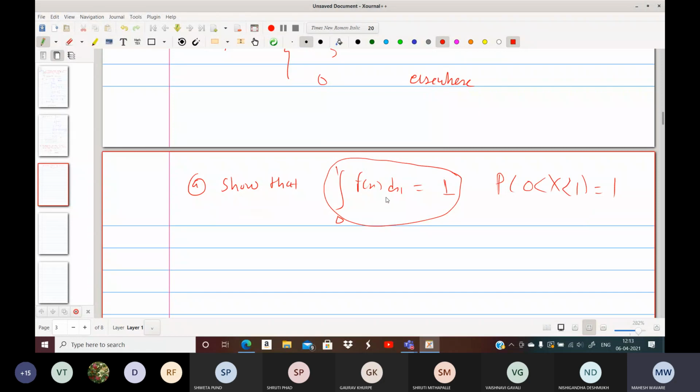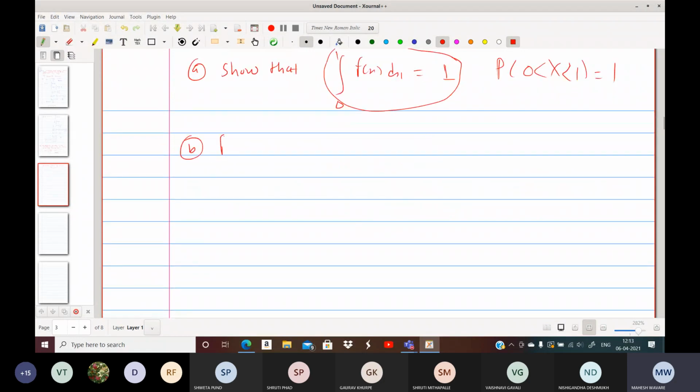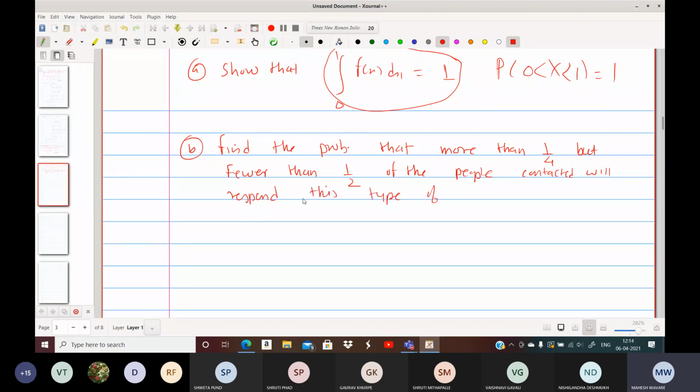Next, B part: find the probability that more than 1 upon 4 but fewer than 1 upon 2 of the people contacted will respond to this type of solicitation.